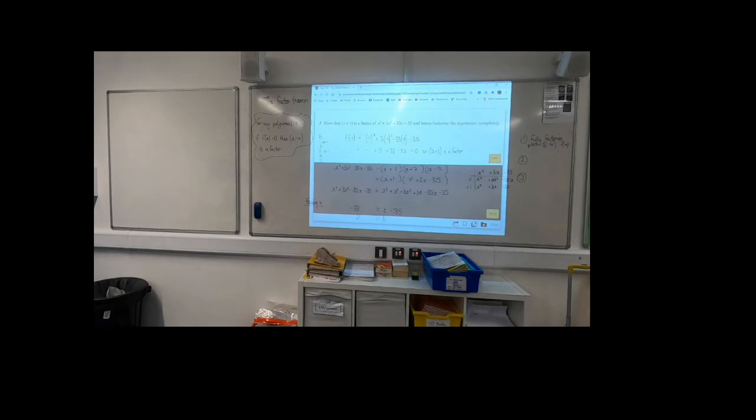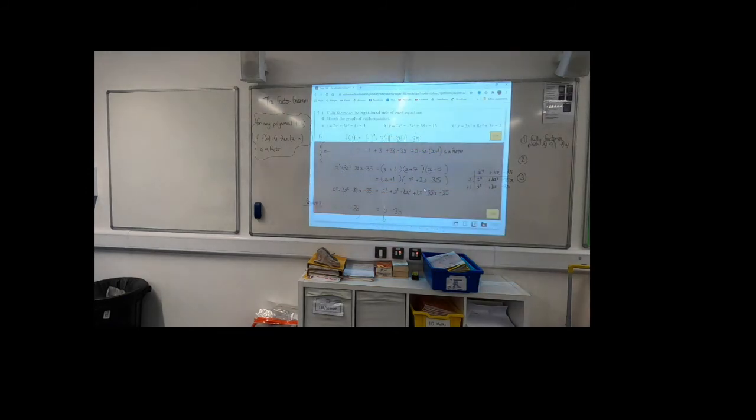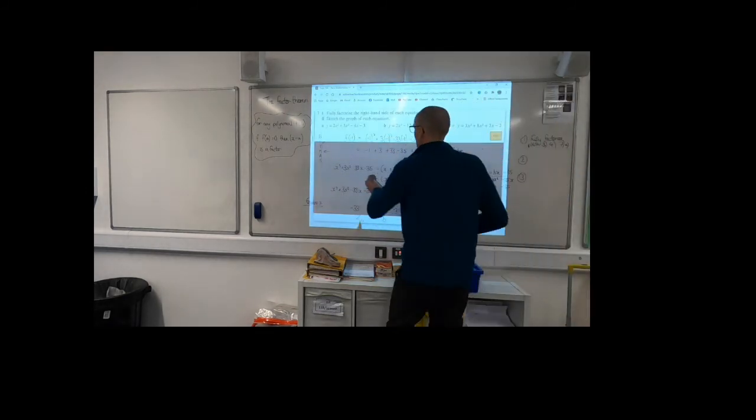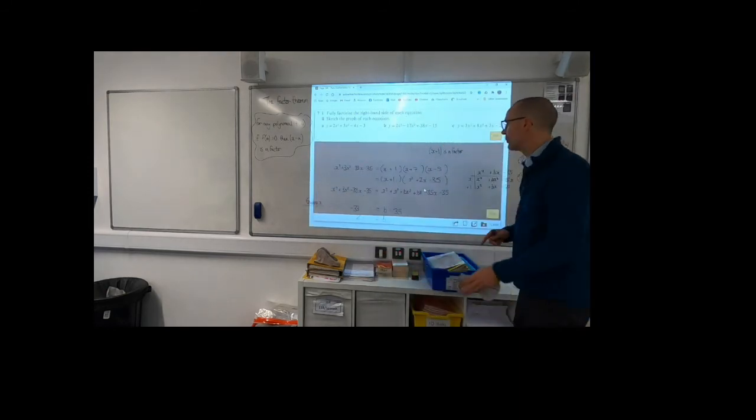Okay. I just wanted to have a look at 7. Can you spot with number 7 what is missing? I know it's a slightly different question. They're asking you to sketch a curve, but what don't they give us to start with? They don't give you one of the factors.